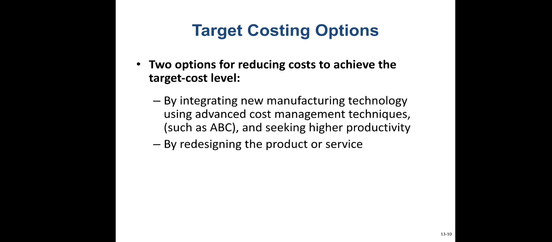Two options for reducing cost to achieve the target cost level. So if you use target costing, you set target cost for your product, then these are the two options for reducing cost to achieve the target cost level. First, by integrating new manufacturing technology using advanced cost management techniques such as ABC, and seeking higher productivity. So you have learned a bit about ABC, I think, in ACT 3131 and also 3132. So you hope you can follow this idea.